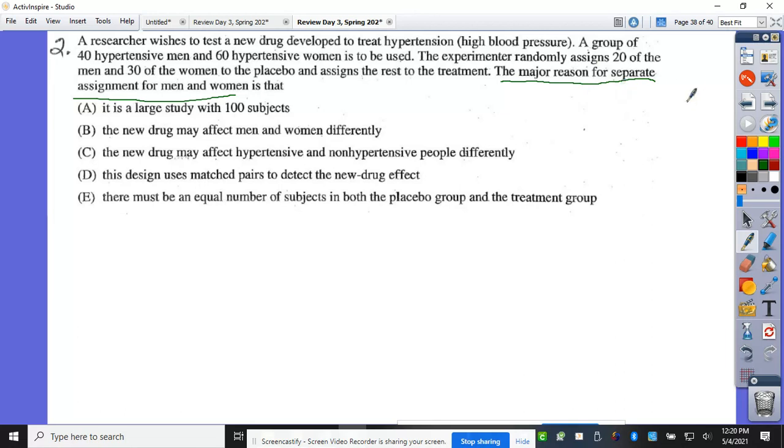Blocking. So the answer here is blocking, but that's not an answer choice. Why do we block? Wait, I circled the wrong one. We block because we think that the thing we're blocking on might affect our response variable differently. So that is a possible source of confounding. Is it ever the case that there must be an equal number of subjects in both the placebo and treatment group? No. Do we want it to be? Probably, but it doesn't really matter.